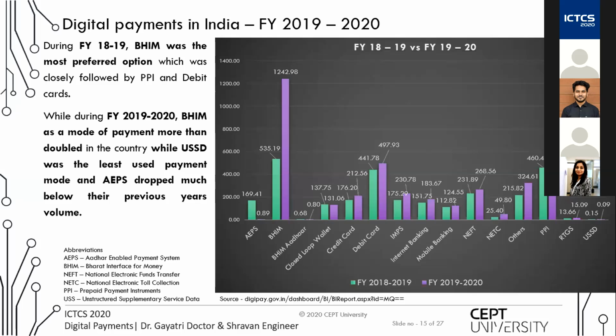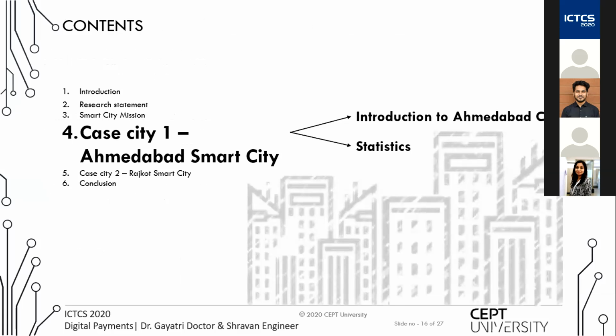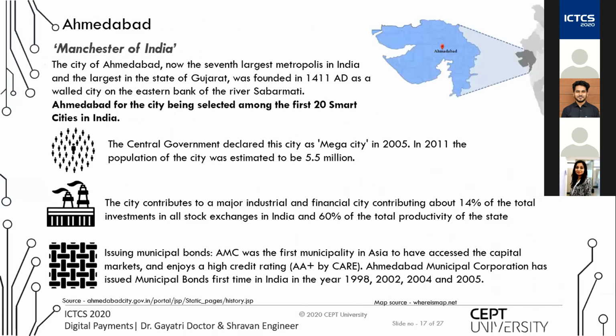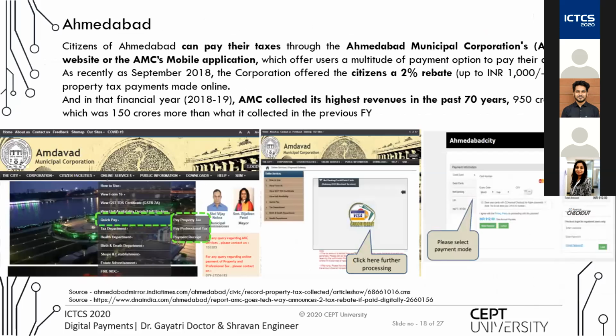So keeping these learnings in mind, we move on to our first case city, which is Ahmedabad. Ahmedabad, the seventh largest metropolis of India, was amongst the first 20 smart cities in India that were selected. One of the projects of the smart city was to drive up the usage of digital payments to pay taxes to the corporation. And the city offered a 2% rebate on online payments during the year 2018-19. And in turn, it collected its highest revenues in recorded history.